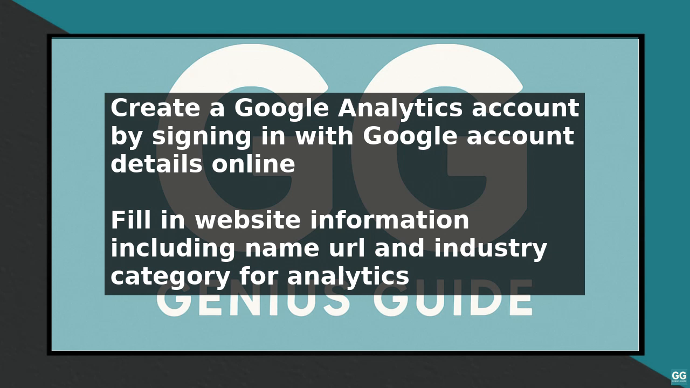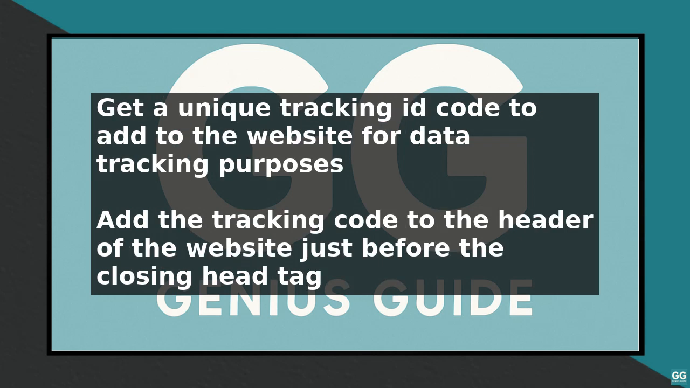Next, you will be asked to enter your website information, including the website name, URL, and industry category. Fill in this information and click on the Next button. Then, you will be asked to choose your data sharing settings. Choose the settings that are right for you and click on the Next button.